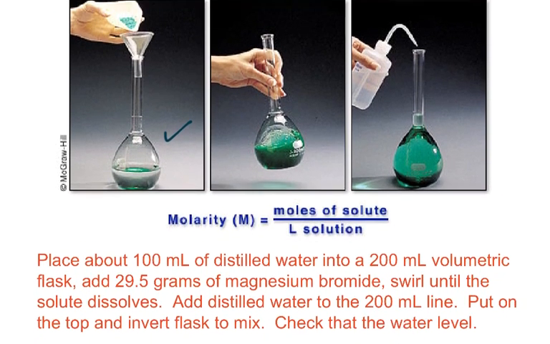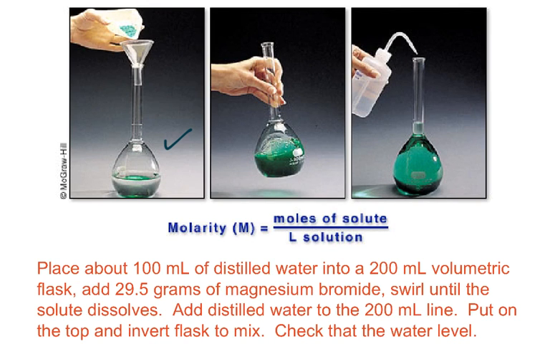Now, let's go back to here. What are the steps? So we're going to fill this up about halfway, about 100 milliliters, and we don't measure that, we just eyeball it. So just some distilled water into your volumetric flask. We add our 29.5 grams of solute into the flask, and then we're going to swirl it around until the solute dissolves in the solution. Then we're going to add some more water up to the line.